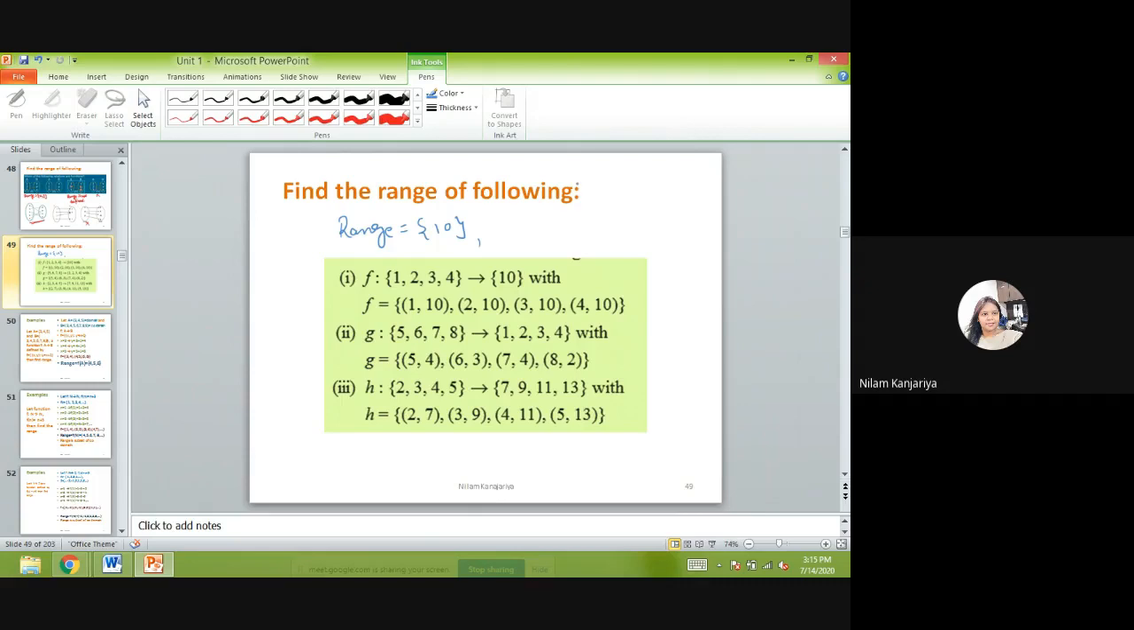Is it a function or not? Wait a minute. Okay, so take some time. You have two Venn diagrams. We put some elements, 5, 6, 7, and 8, and here 1, 2, 3, and 4. Make a relation first of all. 5 is related with 4, 6 and 3, 7 and 4, and 8 and 2.